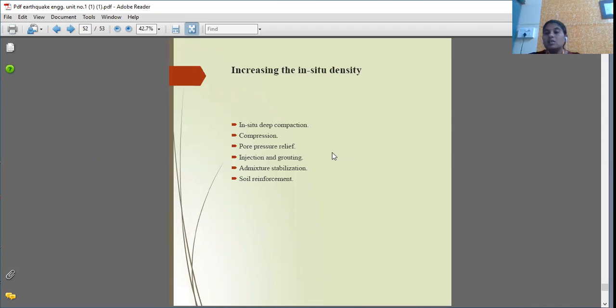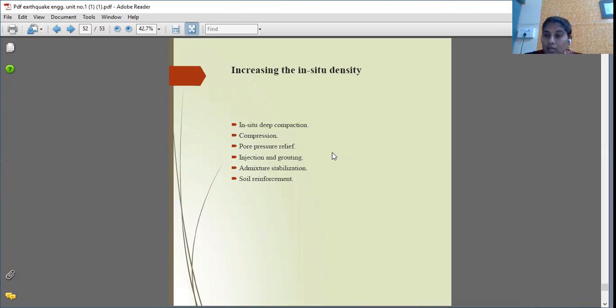While constructing, if we know that at a smaller depth the water table is available, then we have to go for such methods to reduce soil liquefaction. The first one is deep compaction. We have to make the deep compaction, so that the soil liquefaction factor will be reduced.